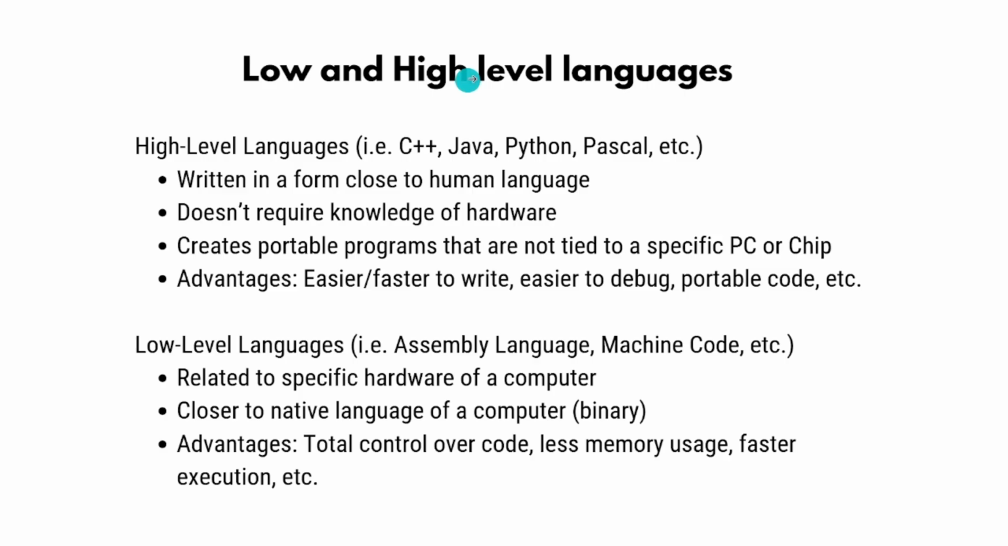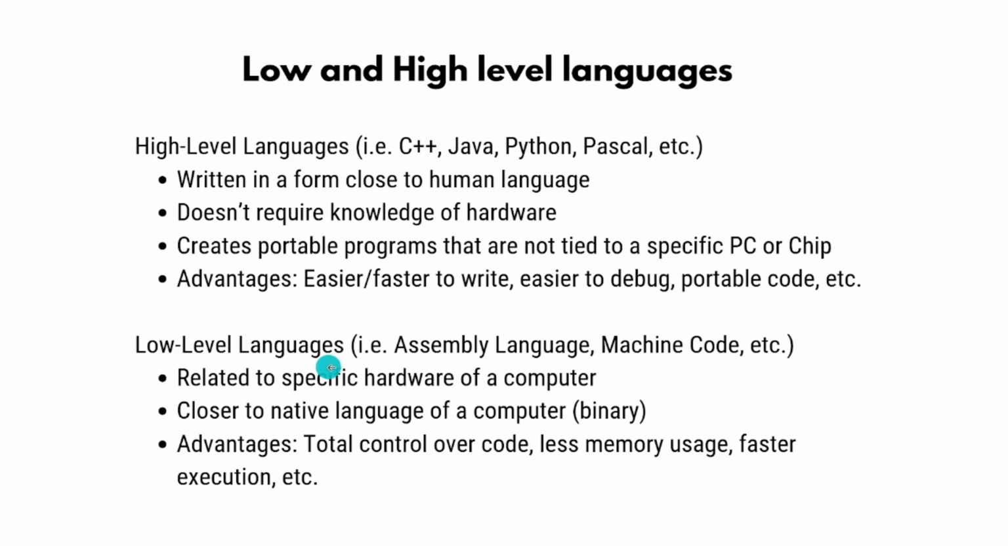Within this, there are low and high level languages. High level languages include C++, Java, Python, Pascal, etc. They're written in a form that's very close to human language and don't require knowledge of hardware. They also create portable programs that are not tied to a specific PC or chip. So it doesn't matter what PC or operating system I use, these high-level languages are very portable. Some of the other advantages are that they're easier and faster to write, and easier to debug. This is what pretty much every programmer will use.